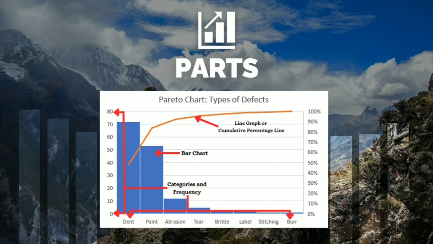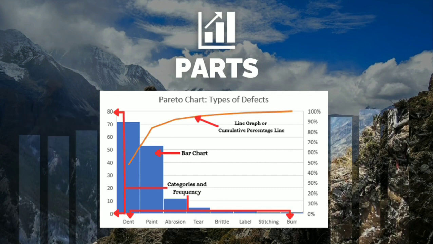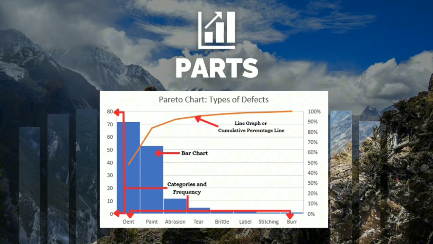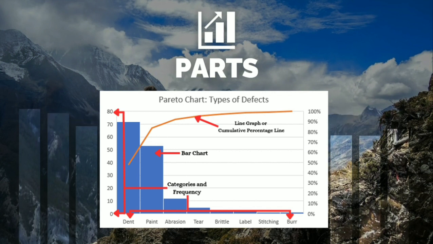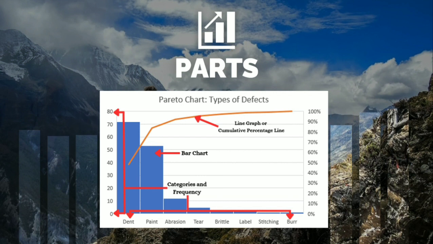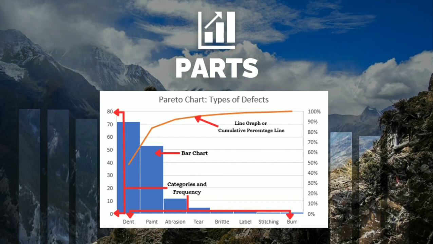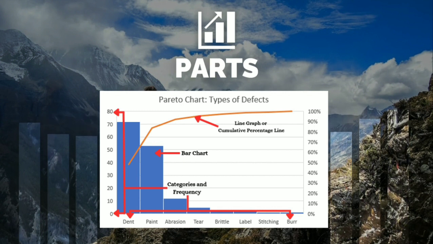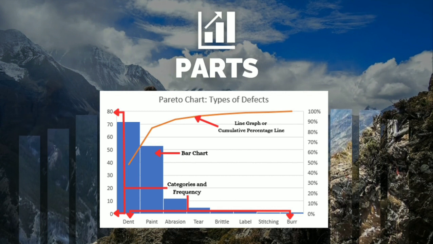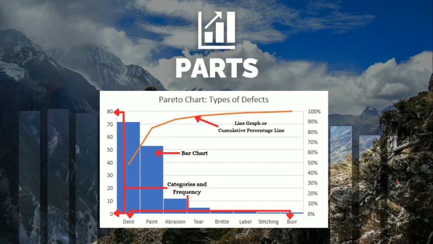Categories and frequency. Each bar corresponds to a specific category or factor, and the height of the bar reflects the frequency or impact of the factor. The categories are typically discrete and non-overlapping.